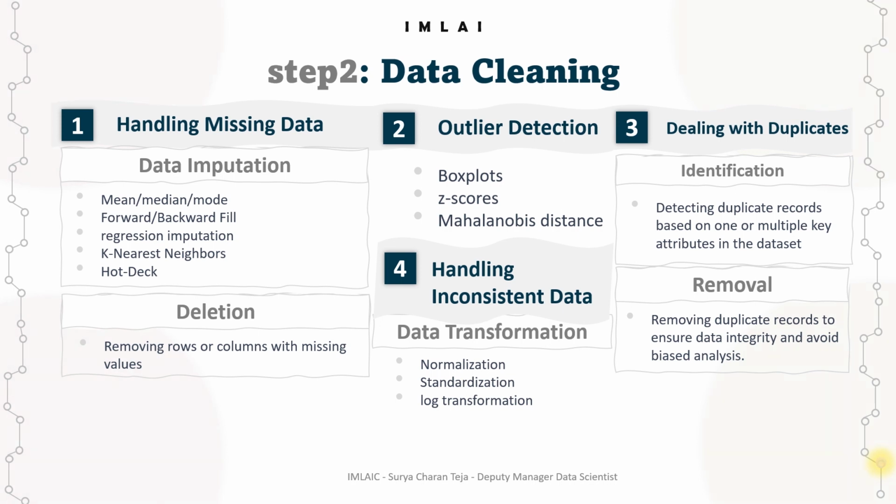So we will start with handling missing data. There are two ways. The first one is data imputation, the second one is deletion. First we will see all the data imputation techniques, each in detail. Then we will go to deletion techniques, then outliers, then dealing with duplicates, one by one. That's what we're going to see.